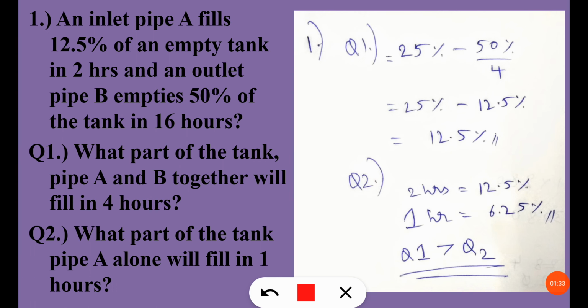Moving to Q2. What part of the tank will pipe A alone fill in 1 hour? In the question it was given that pipe A does 12.5% of work in 2 hours. In 1 hour, that means 12.5 by 2, that is 6.25%. So Q1 is greater than Q2. Moving to the second question.